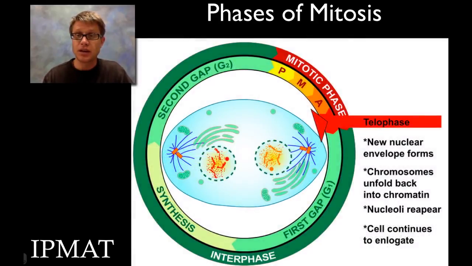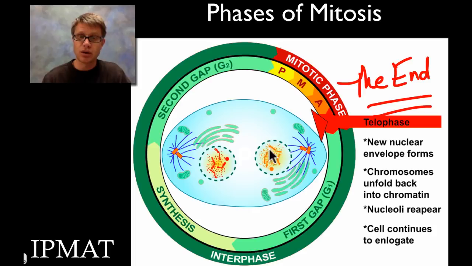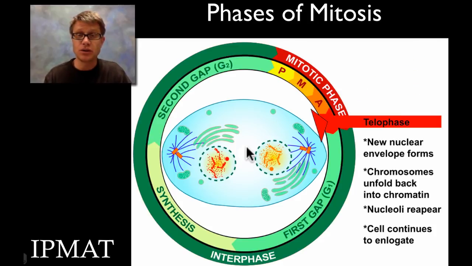If we go to the next phase, that's telophase. Telophase, I always think the T stands for the end. And so we're getting close to the end. What we're getting now is a new nuclear envelope starting to form around each of those. They're starting to unfold from that characteristic chromosome shape, and they're starting to form chromatin. We start to get the nucleoli showing up, and the cells continue to get bigger. And you can see here that we've undergone mitosis. In other words, the nucleus has divided.